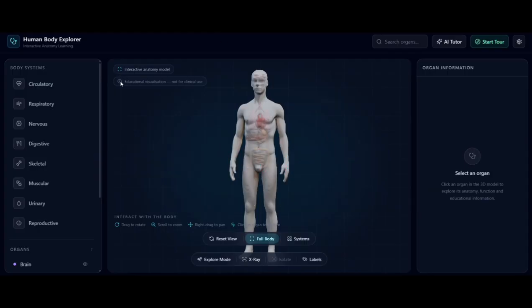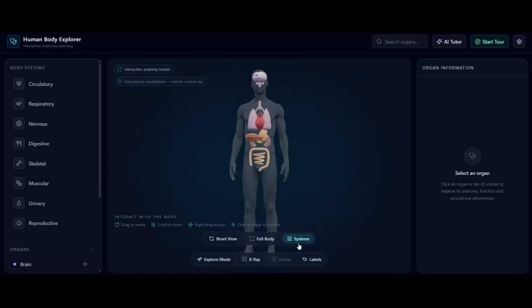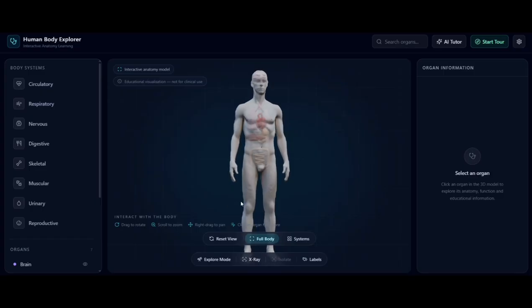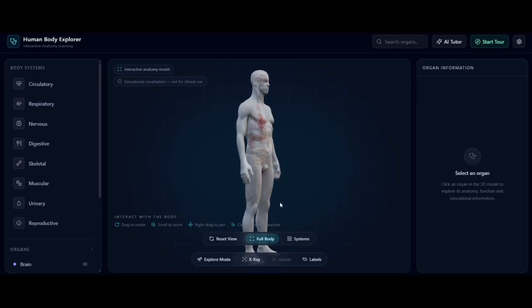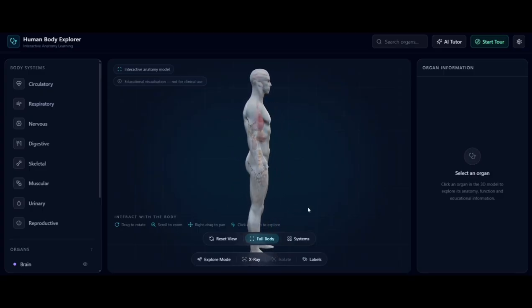Picture a biology classroom in schools. The chapter is the circulatory system. On the board, a diagram of the heart, flat, four labeled chambers, a set of arrows. The student copies it, memorizes which arrow goes where, answers the question in the exam. And a week later, none of it is left.